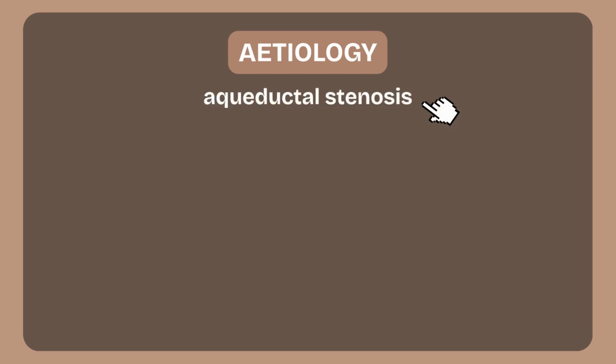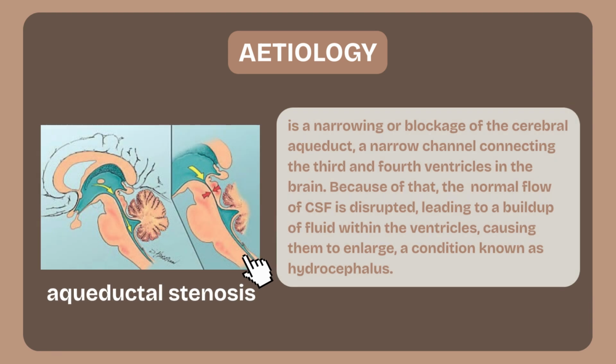Second, the aqueductal stenosis is a narrowing or blockage of the cerebral aqueduct, which is a narrow channel that connects the third and fourth ventricles in the brain. Because of that, the normal flow of CSF is disrupted, leading to a buildup of fluid within the ventricles, causing them to enlarge, known as hydrocephalus.